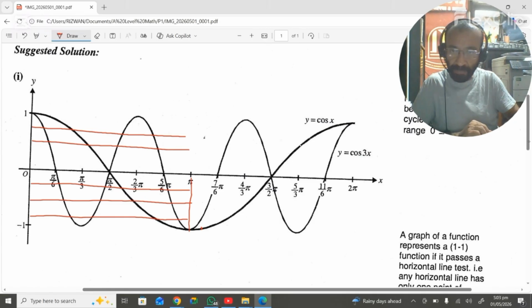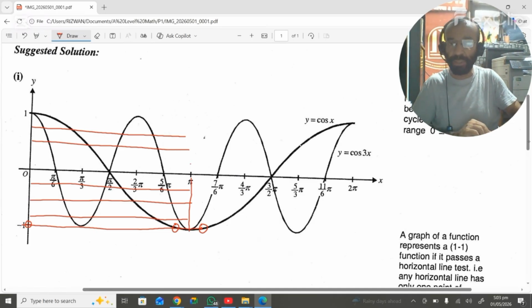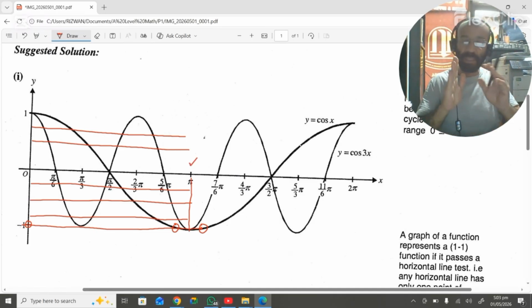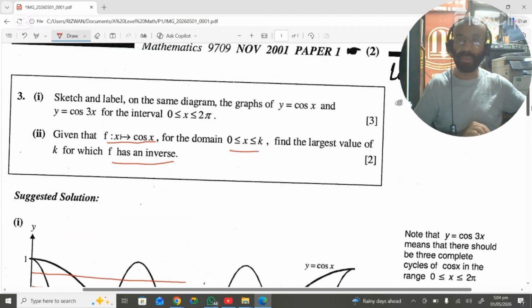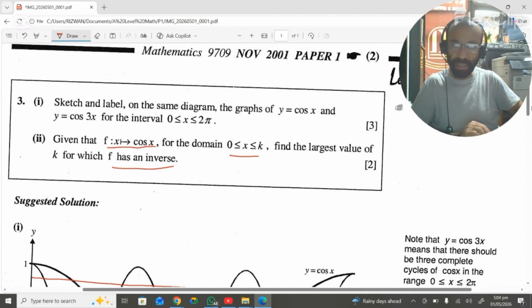So suppose we proceed up to here, you can see if we draw the horizontal line here, for this value of y, there will be two corresponding values of x. So it means up to pi, this is the maximum value of x, for which every value of y will have only one corresponding value of x. So this is the maximum value. So from the question, it means k will be pi. So this is the maximum value. Thank you so much.